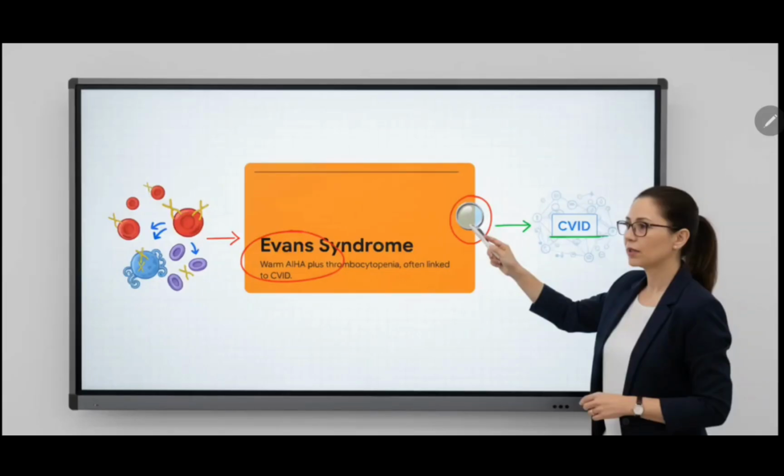Before we move on to the next section, I have to highlight a super high-yield MCQ topic, Evans syndrome. If a patient presents with warm AIHA, but their platelet count is also crashing because of immune thrombocytopenia, they have Evans syndrome. It is very frequently associated with common variable immunodeficiency, or CVID. Do not let this sneaky combination trick you on test day.